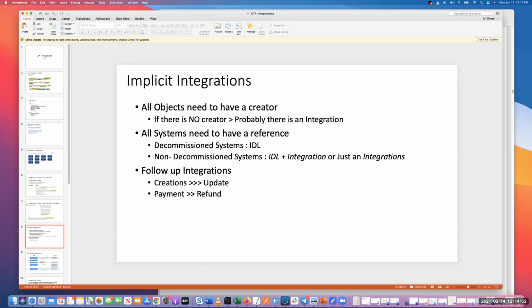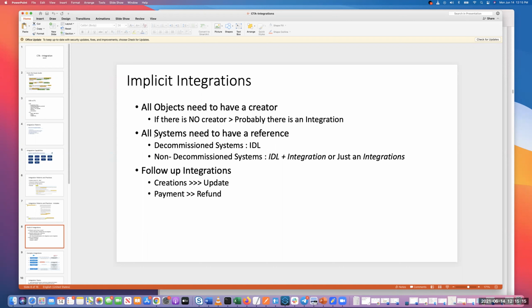By the way, these are only my own theories. It's not what Salesforce recommends, and you should not treat this as the only list, because there could be other scenarios. It's only my own opinion. So if there's no creator, there's a possible integration, and you could assume that integration and talk about it.